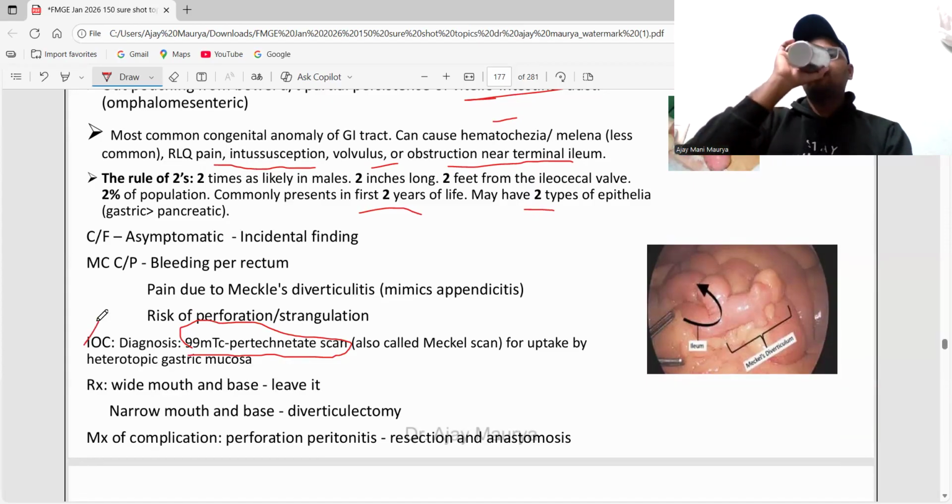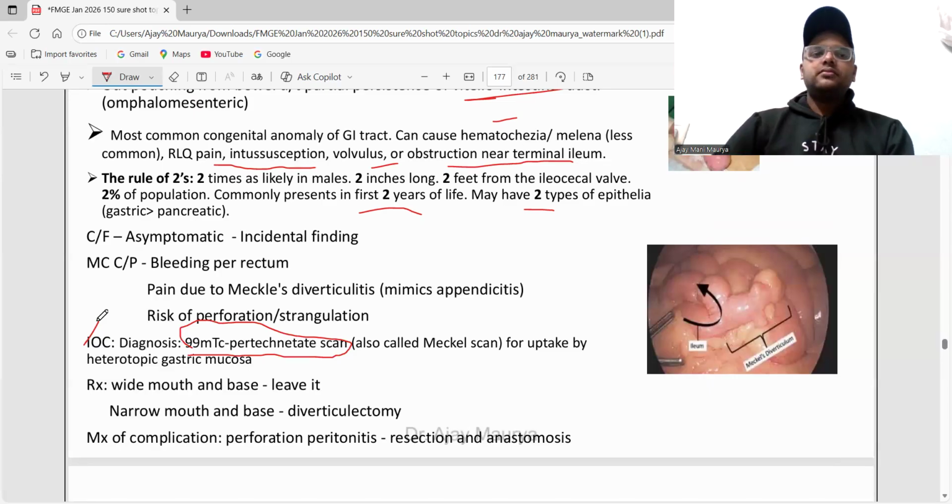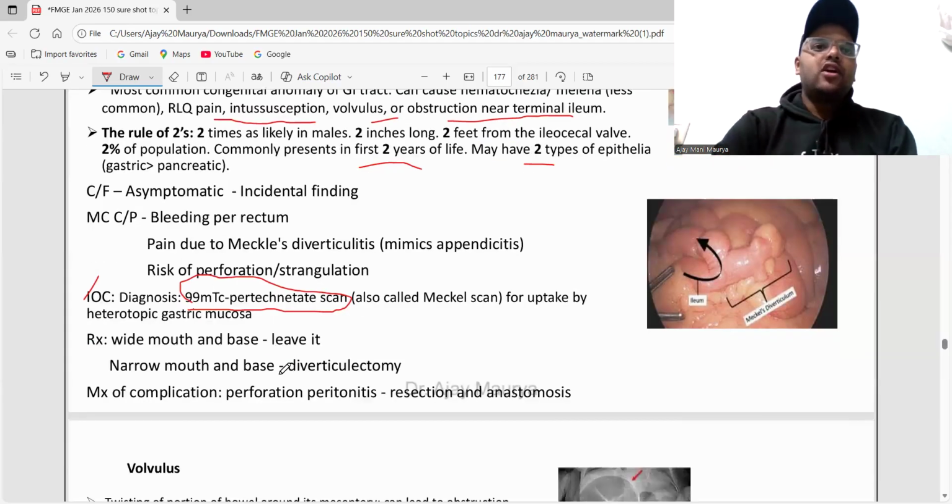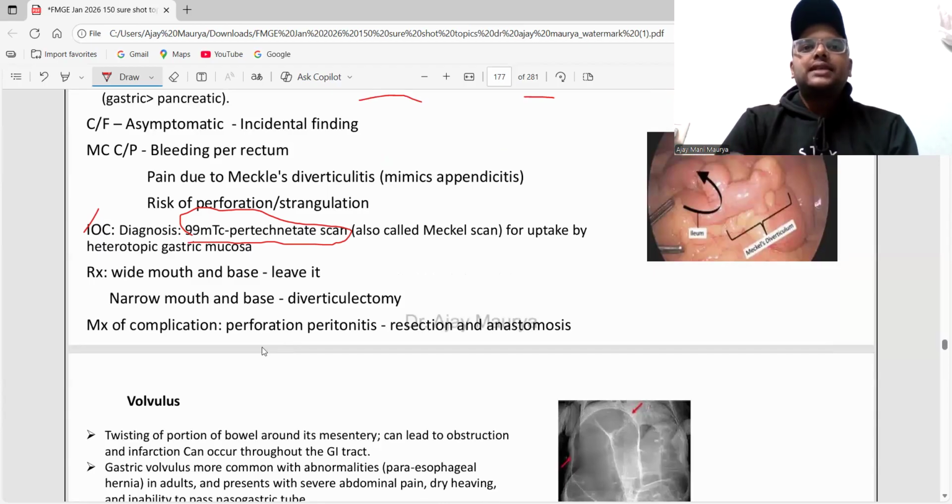What is the treatment? Just leave it if it is asymptomatic. If not, we have to do the diverticulectomy. Most common complication is going to be what? Perforation, peritonitis. Then how to do the dissection and the anastomosis.